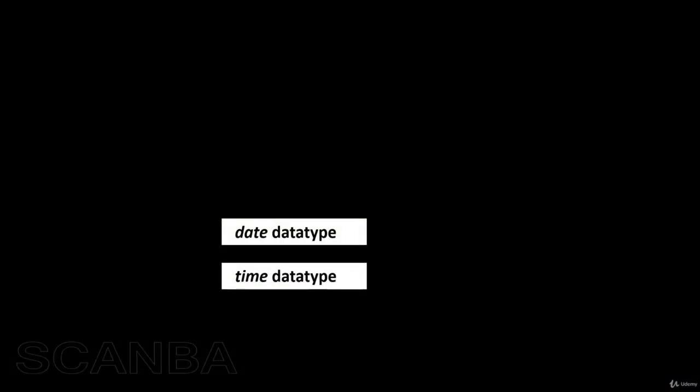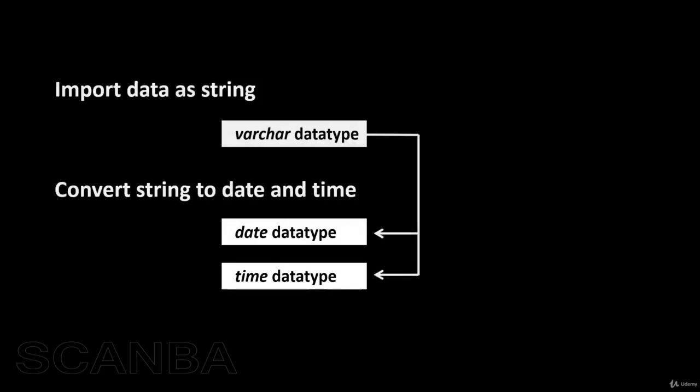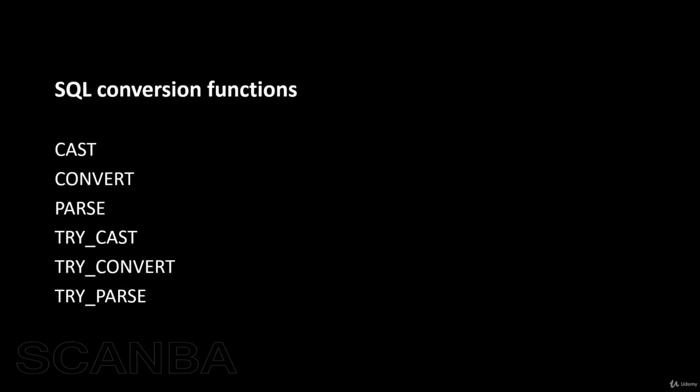SQL has 2 main data types to work with date and time. These data types are called date and time. Very natural. But we recommend importing your date and time records as strings. After that, you can attempt to recognize the correct date and time format and convert the strings to date and time data types. For the data type conversion, the SQL Server has several functions.